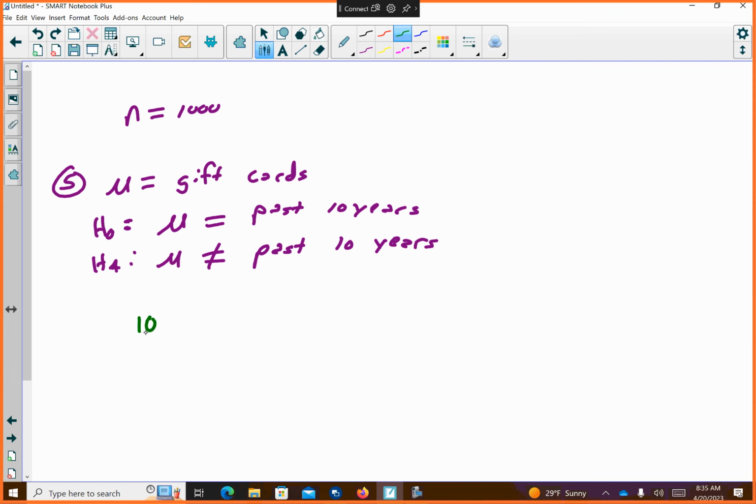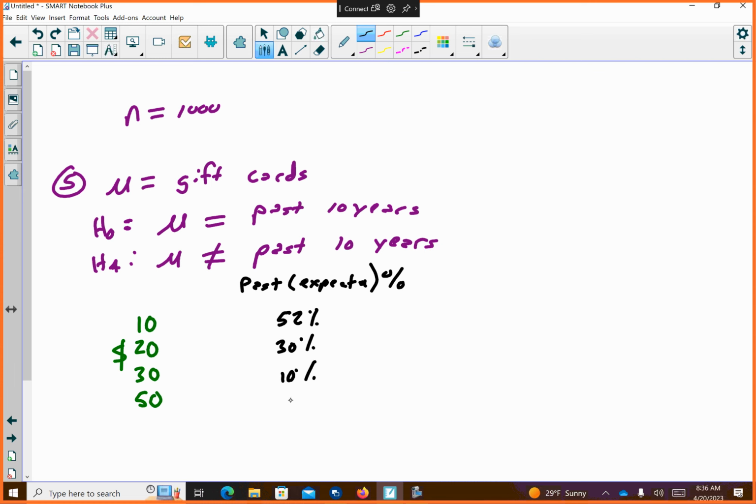So they have noted, so create a chart to show this. So we have the $10, the $20, $30, and the $50 cards. These are all cash amounts. I made them green for a reason. This was the past or the expected. So they had, and these are all in percents, 52%, 30%, 10%, and 8%.